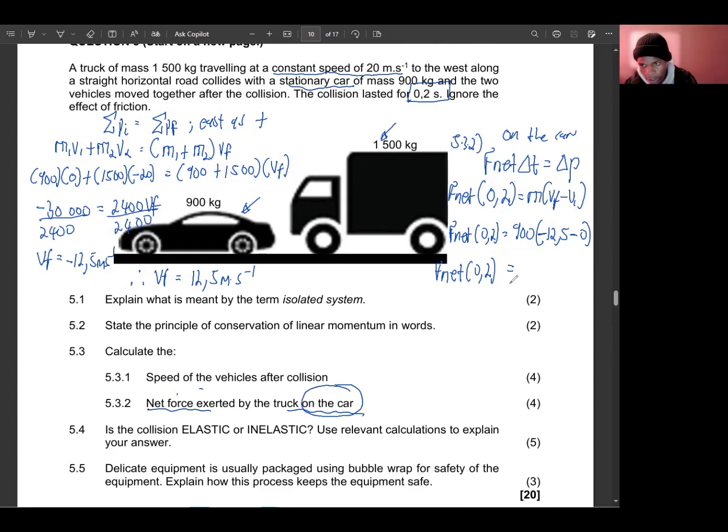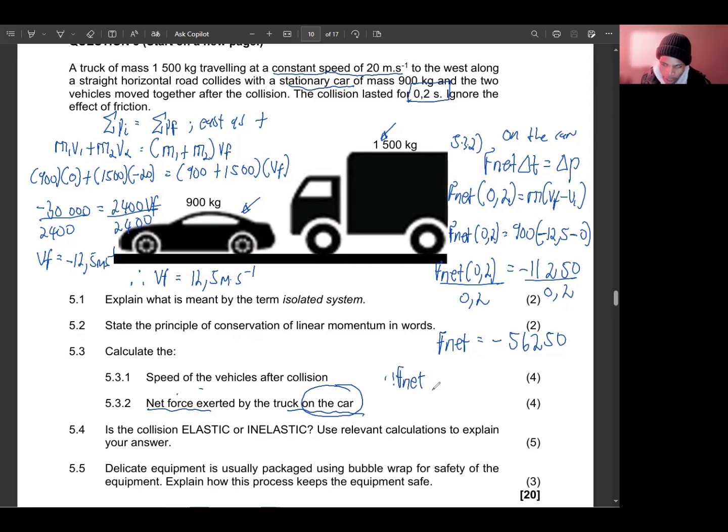So that's a, let's see, calculator. So this is going to give us 900 multiplied by negative 12.5, which is going to give us negative 11,250. Then we can divide both sides by this 0.2. Then our net force will be equal to what? So that answer there divided by 0.2. So this is going to give us negative 56,250. Right. Again, we are just calculating the net force.